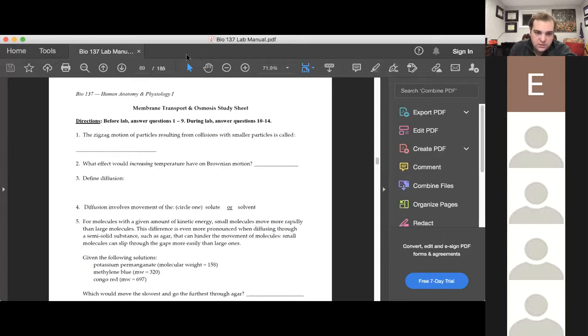What effect would increasing temperature have on Brownian motion? It's like that hot plate example I used, right? If we increase the temperature of the fluid, it increases the amount of water molecules moving around, so it's going to increase Brownian motion. All right, what's diffusion? Somebody tell me or chat what the definition of diffusion is. When we're talking about diffusion, we're talking about concentration. But it's the concentration of what?